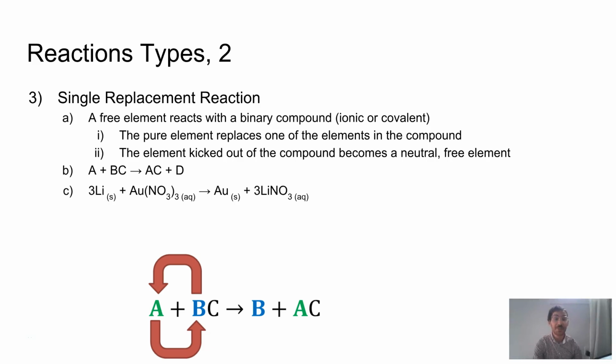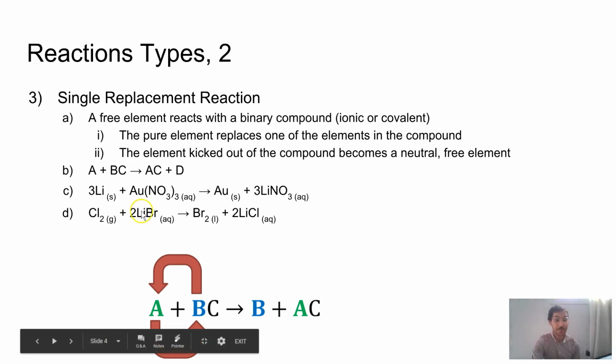And so here's a for realsy example. We might see some solid lithium getting mixed up with some gold nitrate. It'll kick out that gold and give us some precious solid gold. That's nice. Or an example of a nonmetal doing this, if we took chlorine gas and we mix that up with some lithium bromide, that chlorine would jump in and kick out that bromine, giving us liquid bromine and lithium chloride.